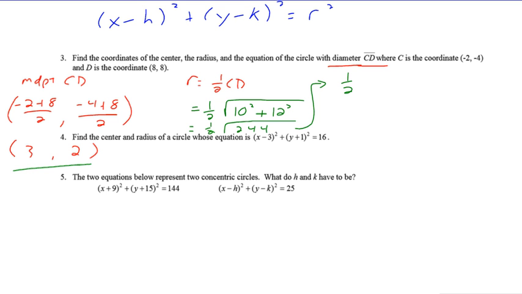One half of the square root of 244 is the square root of 61 when you simplify that, which means that the radius itself equals the square root of 61, which should be what we got if we went from our coordinate of the midpoint, the center of the circle, to either C or D. The equation of the circle, as given above, is going to be x minus the x coordinate of the center squared plus y minus the y coordinate of the center squared equals the radius squared.